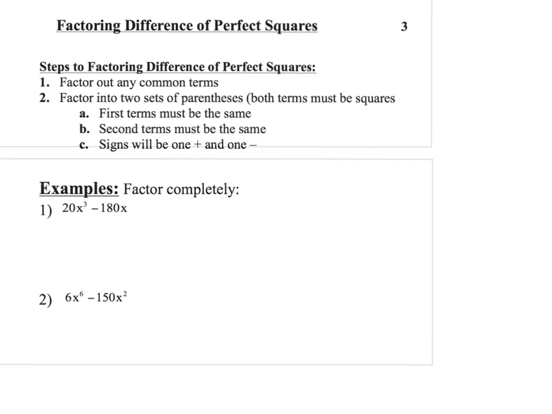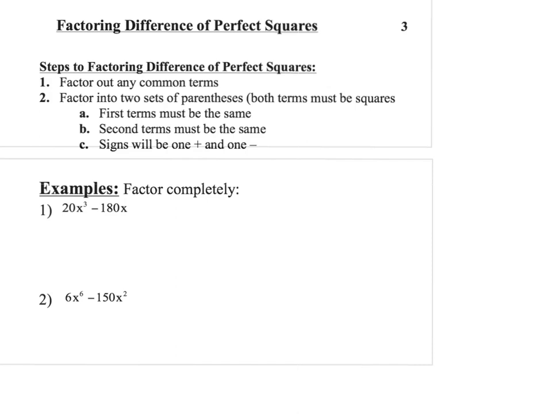The first terms must be the same. The second terms must be the same, but one sign is going to be a plus, one sign is going to be a minus. That's why they have to be squares, because the first two terms have to multiply to the first value, the second two terms have to multiply to the second value.